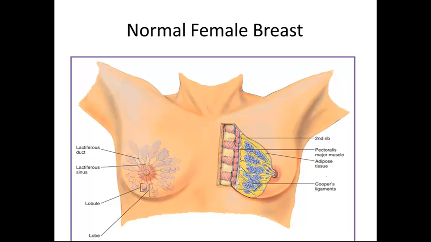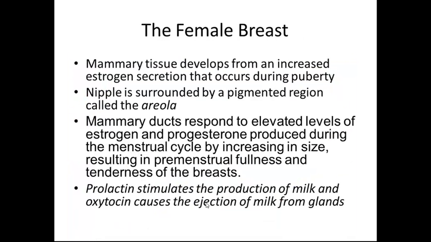The normal female breast, as you can see, has lobes and lobules and lactiferous sinuses and lactiferous ducts, and contains several pockets of adipose tissue. Mammary tissue develops from an increased estrogen secretion that occurs during puberty. The nipple is surrounded by a pigmented region called the areola.